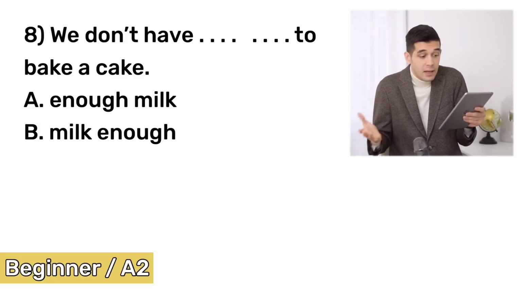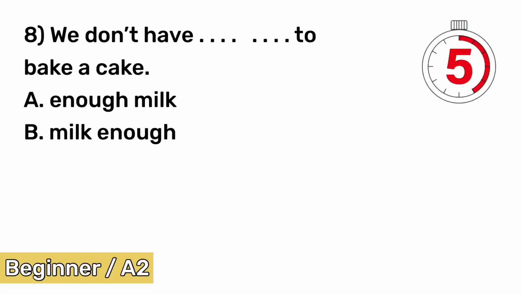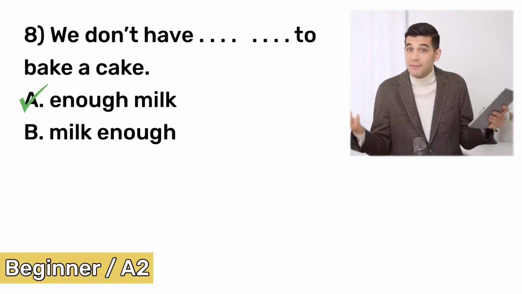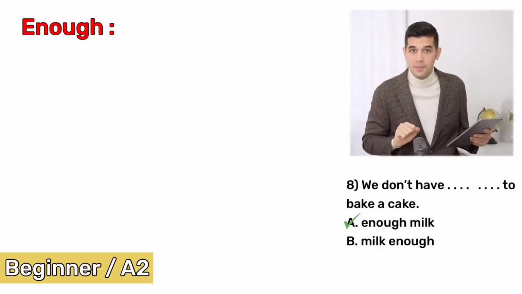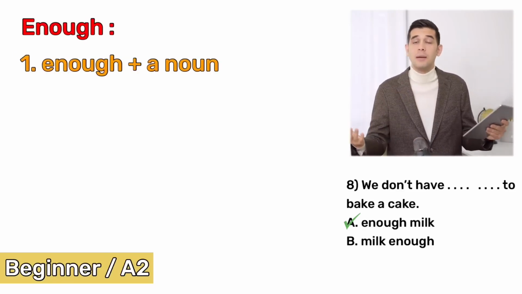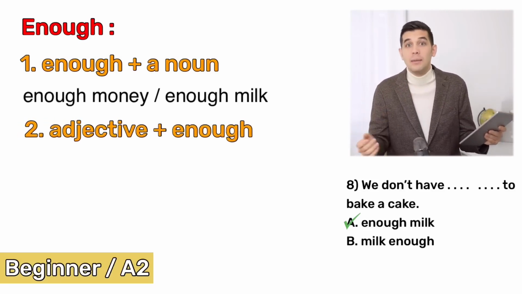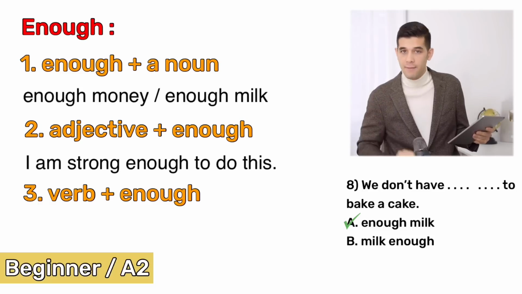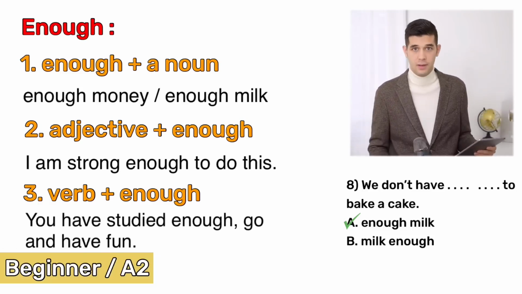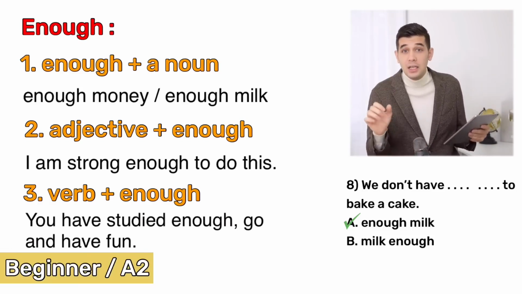We don't have to bake a cake. Enough milk, milk enough. Enough milk, but why? Pay attention, we can use the word enough in 3 different ways. Enough plus a noun, for example, enough money or enough milk. Adjective plus enough, for example, strong enough. I am strong enough to do this. Verb plus enough. You have studied enough. Go and have fun.